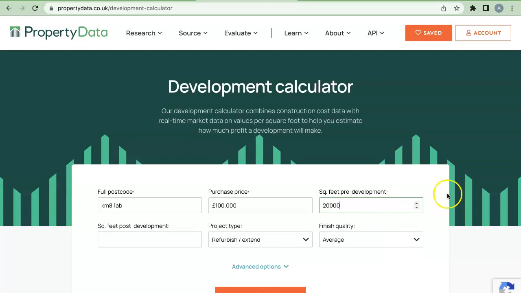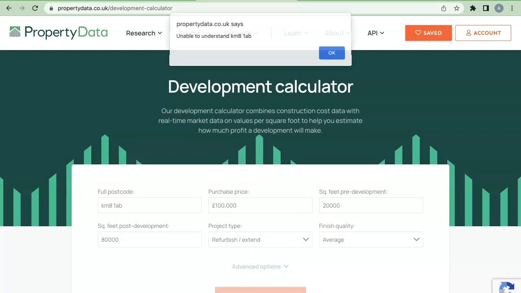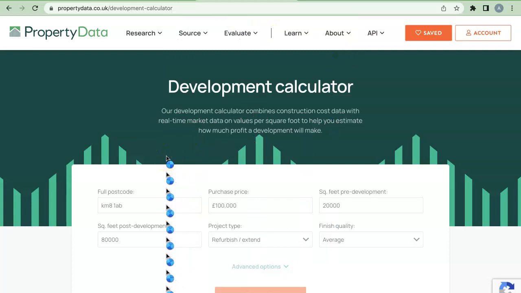But let's say we have a pre-development square footage of 20,000, a post-development square footage of 80,000, and that we've got planning permission to refurbish and extend this property. There are various grades of finish we can choose from: economy, below average, average, high, and very high. I normally take the middle point, average, and calculate this. But the software doesn't understand the postcode for that one, so we'll have to find another example for calculation.